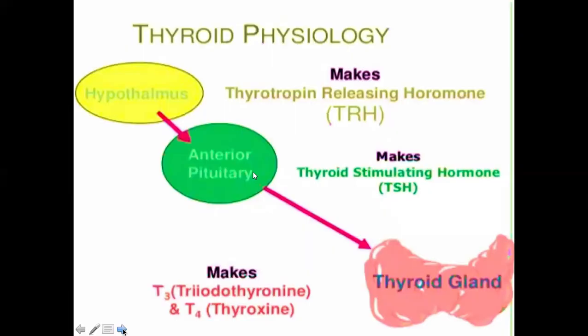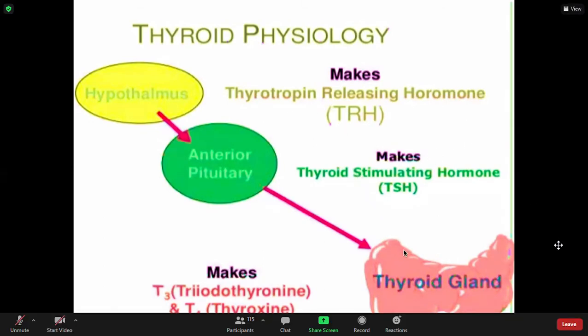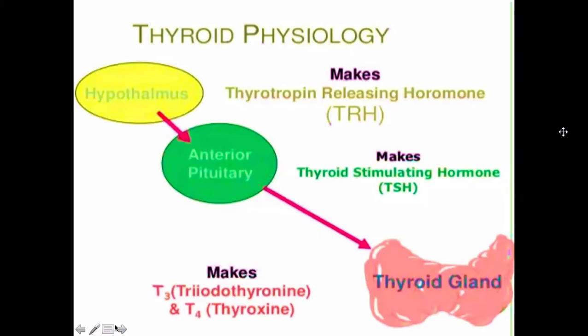So, thyroid physiology. The hypothalamus makes the releasing hormone, thyrotropin releasing hormone, which instructs the anterior pituitary to make thyroid stimulating hormone, the TSH. Then the TSH from the anterior pituitary instructs the thyroid gland to make T3 and T4. So there is the releasing hormone, the stimulating hormone, and the target organ with its thyroid hormones.